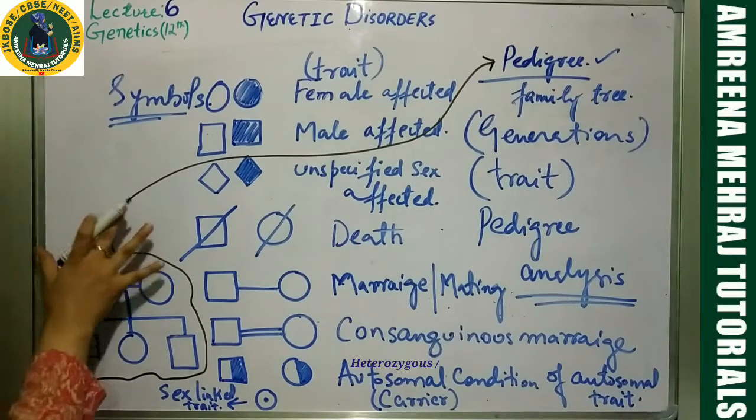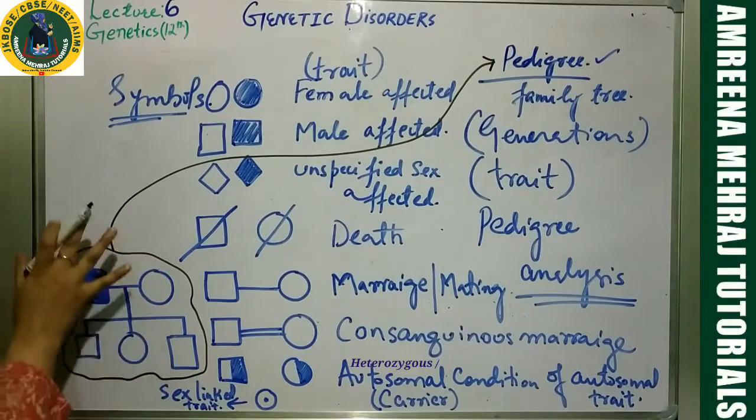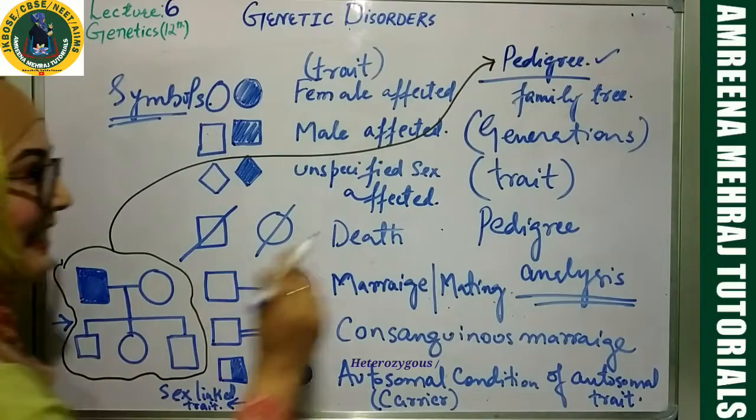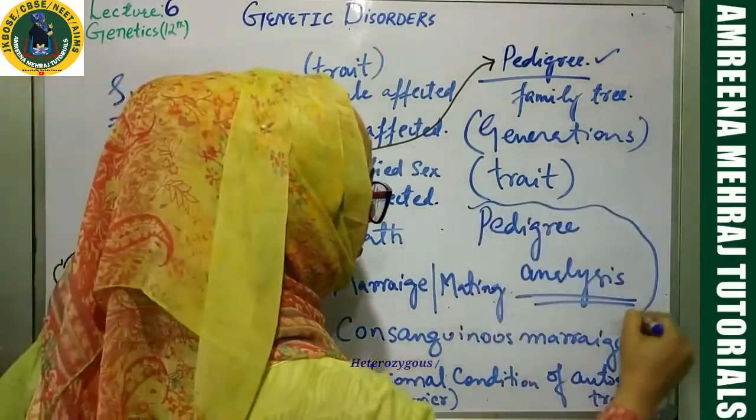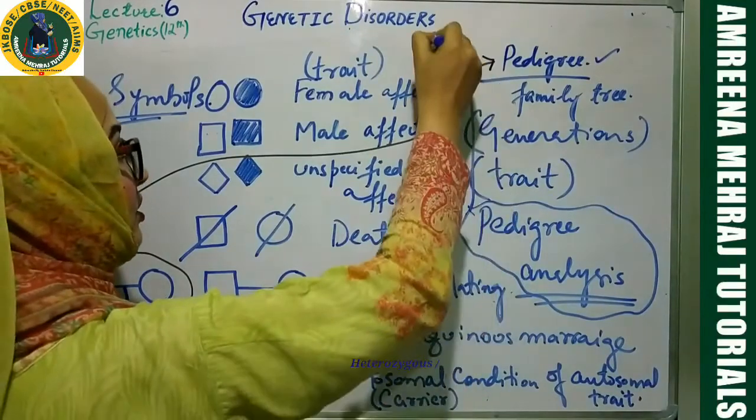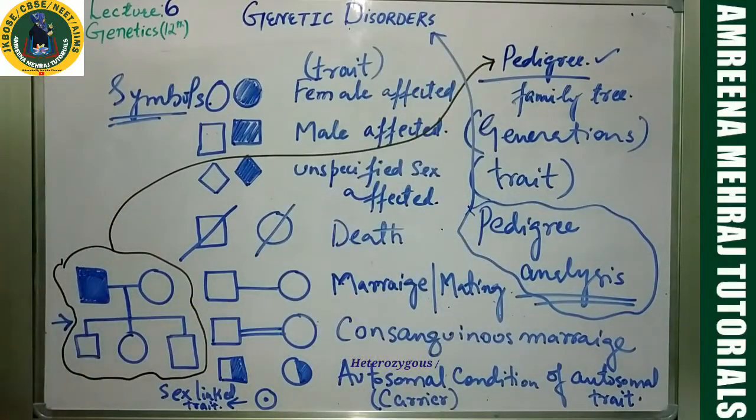So if we use the same tree to investigate the transmission of characters from one generation to another generation, that analysis is called what? That is called pedigree analysis. So isn't pedigree analysis important for understanding genetic disorders? Yes, that is very, very important for understanding genetic disorders.